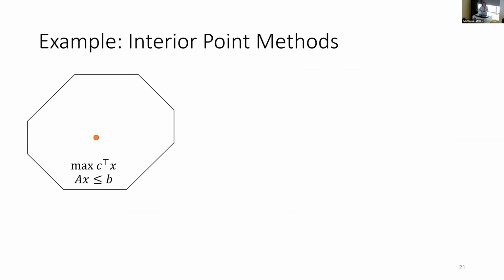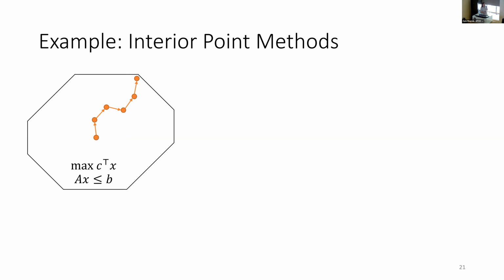So, a very quick recap of interior point methods. As the name suggests, we start with an interior point, not a vertex. So here we have this orange dot, which is somewhere in the feasible space inside. And what we want to do is move this feasible point on the interior of our feasible space until we reach the optimal solution.